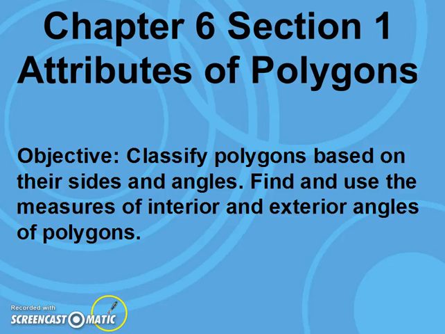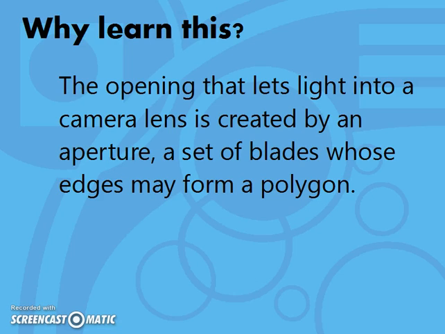Chapter 6, Section 1, Attributes of Polygons. The objective of this section is to classify polygons based on their sides and angles. Find and use the measures of interior and exterior angles of polygons. Well, why should we learn this?